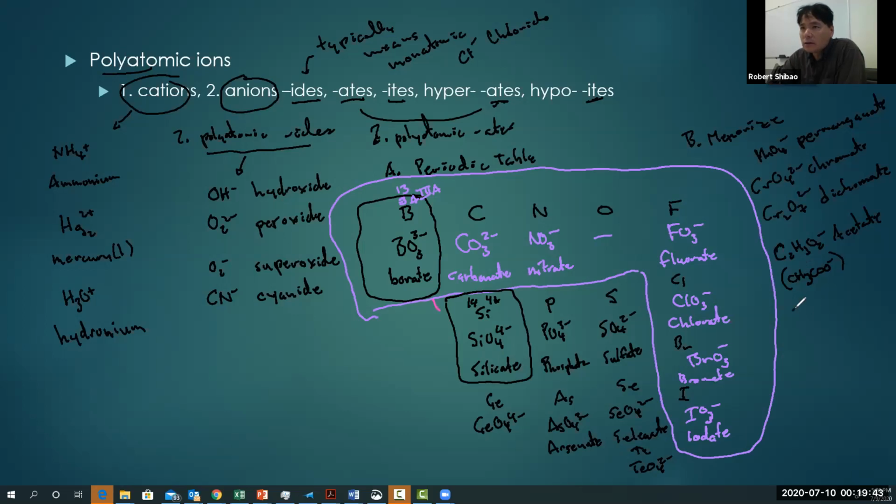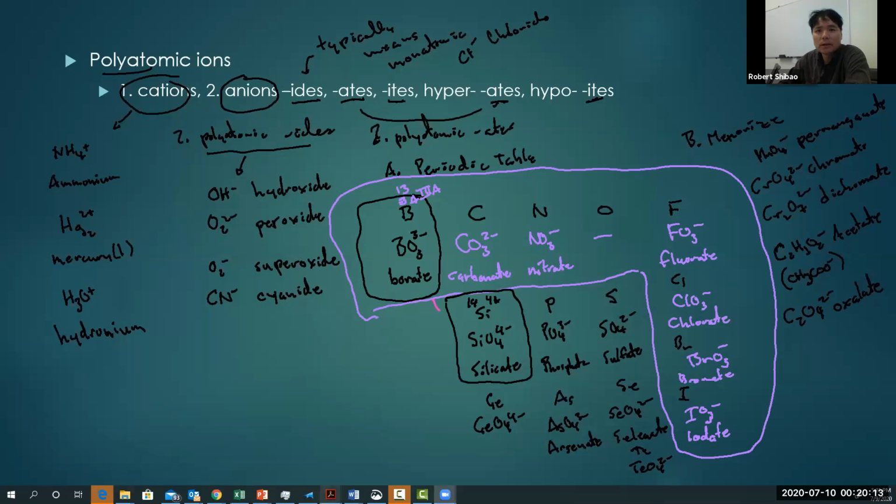Oxalate is another one that's quite important. C2O4 2-. That's oxalate. There's more, but some of these other ones aren't as common, perhaps like cyanate, CNO-, etc. Am I missing any others that are important? Maybe. Let me take a look at something here.